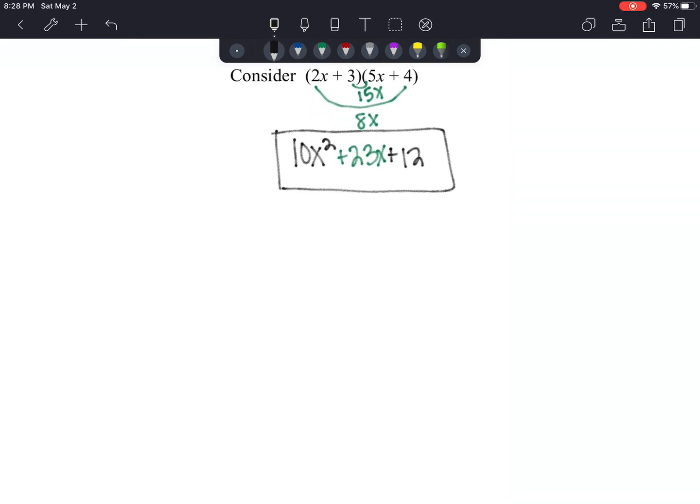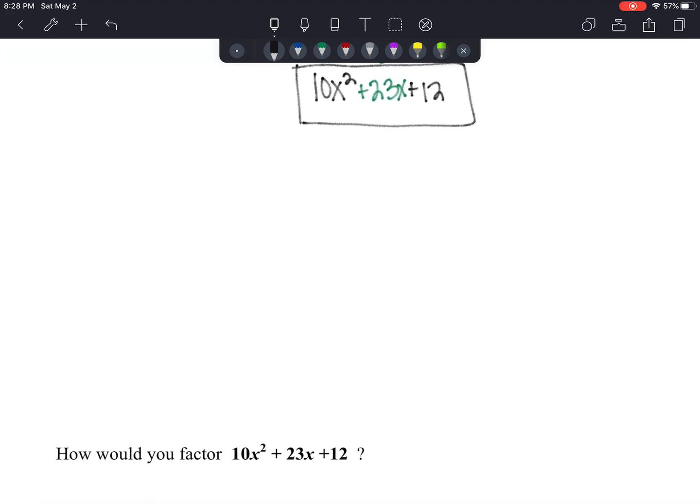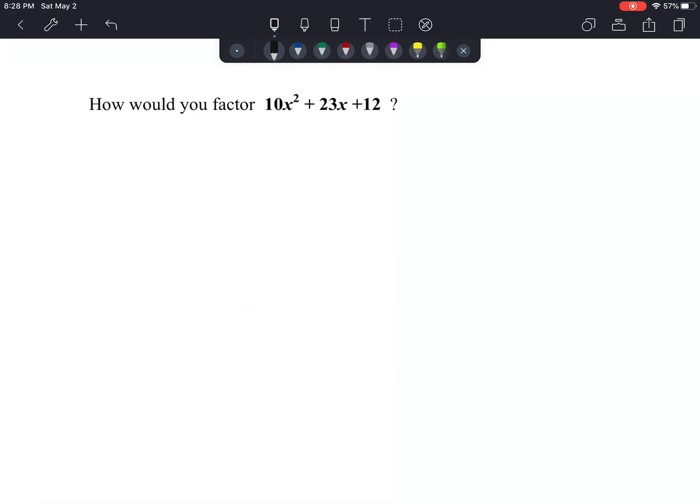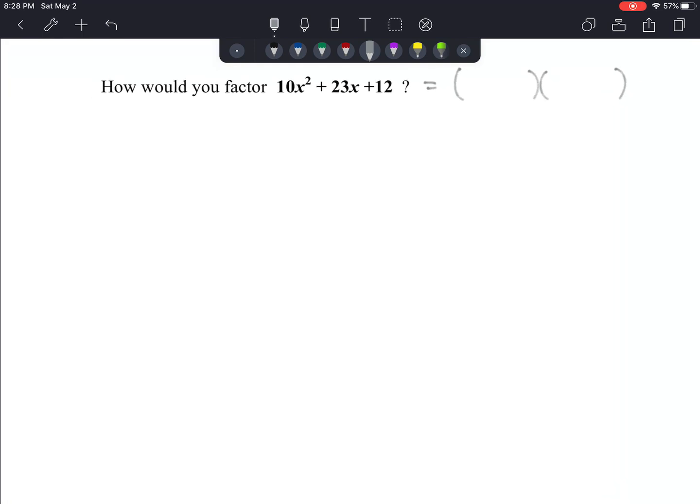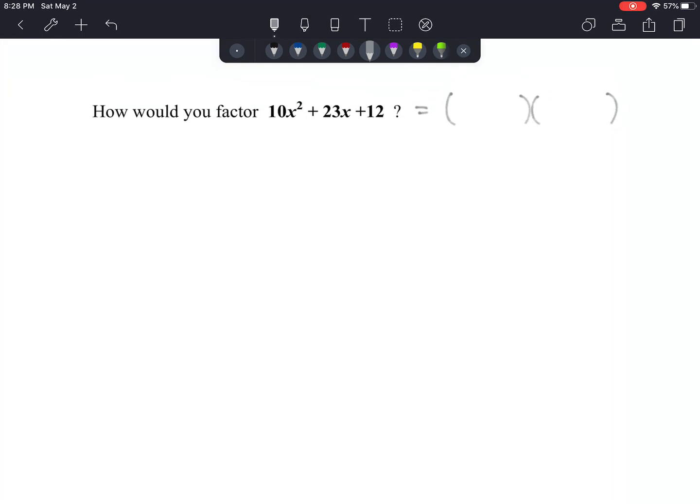Now what happens if I have 10x squared plus 23x plus 12 and I want to go backwards? Well, what is that equal to? It's equal to two binomials multiplied by each other. And there's only one answer. It's not like I can come up with one answer and you can come up with two totally different factors. Our factors would be the same. So let's try this.